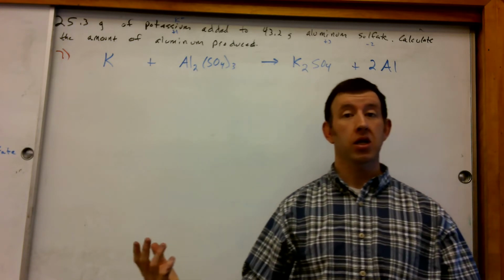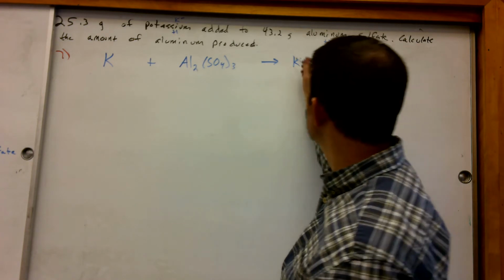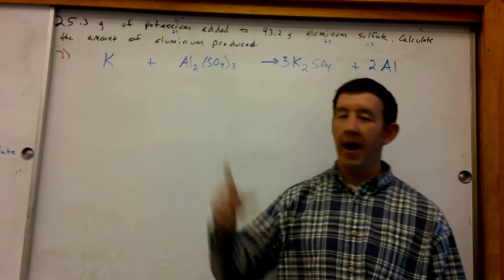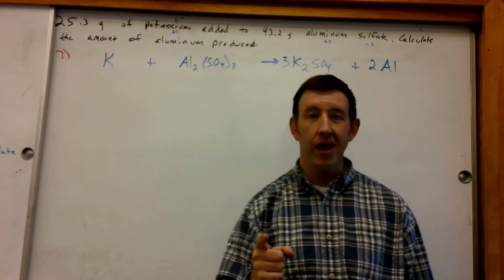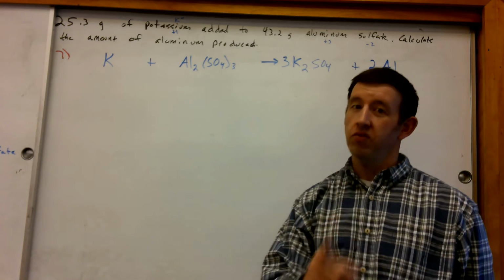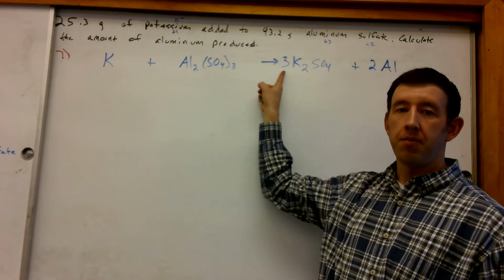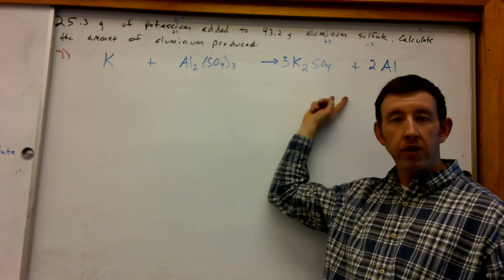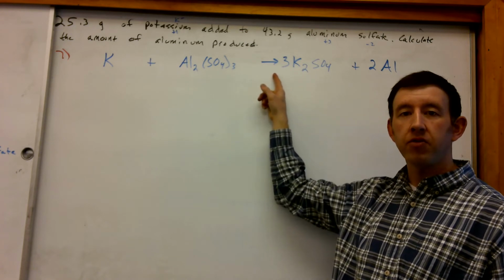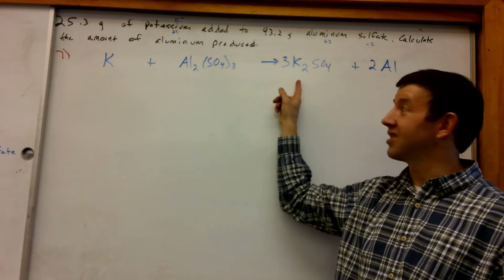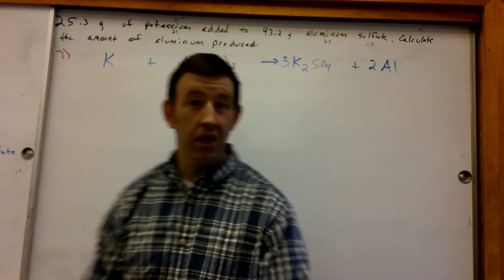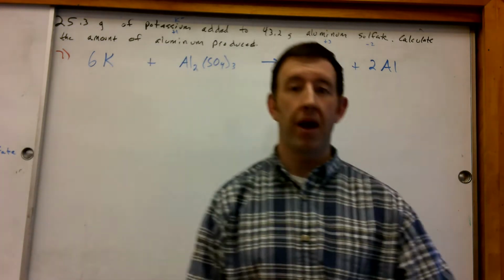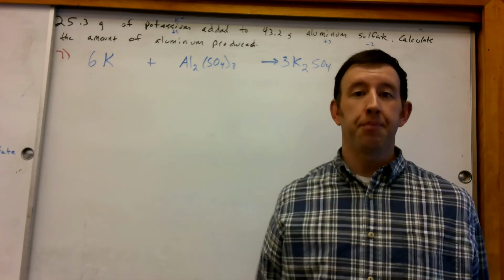So where can I balance that out? I have to put a coefficient in front of the whole thing. Yes, you can't just add a subscript wherever you feel like. You can't do that, okay? We balance with coefficients, right? So I'm gonna put a 3 there, so that balances out my sulfates. My aluminum's balanced, but now I have 3 times 2, 6 potassiums. I need 6 over here. Boom. Now I'm balanced. Okay, that part's done.